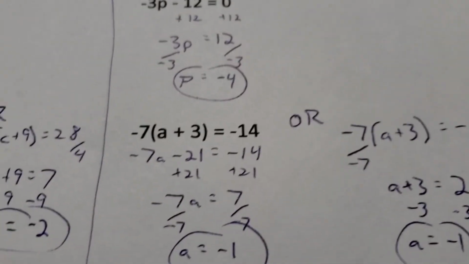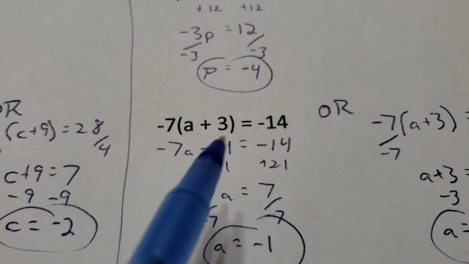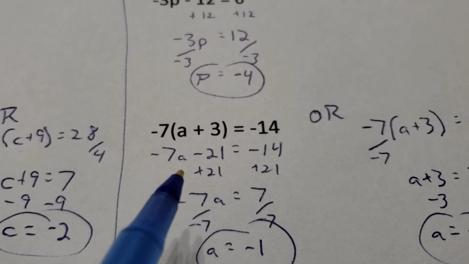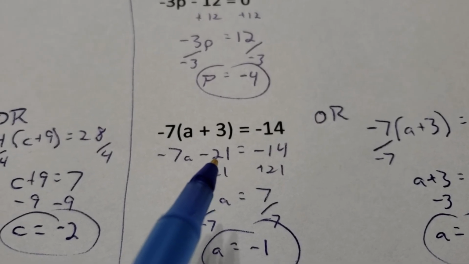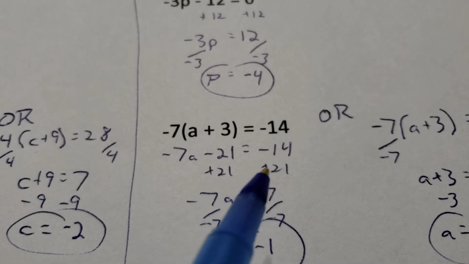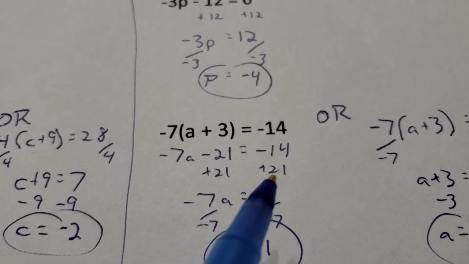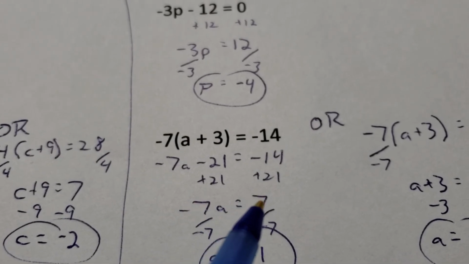We'll take a look at one more of those type. If I distribute first, negative 7 times the quantity of a plus 3, I get a negative 7a, and then negative times a positive gives me a negative 21, so it's a minus 21. It's equal to negative 14. The opposite of minus 21 is to add 21, add 21. It leaves me with a positive 7 on this side. I get negative 7a equals 7.